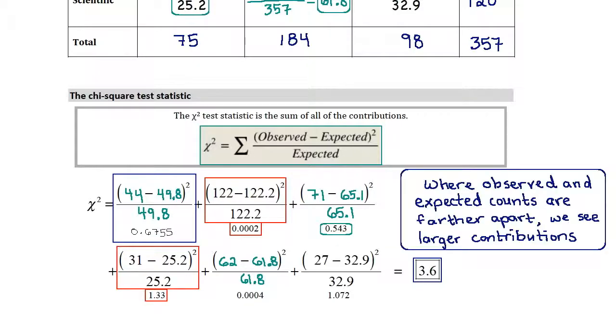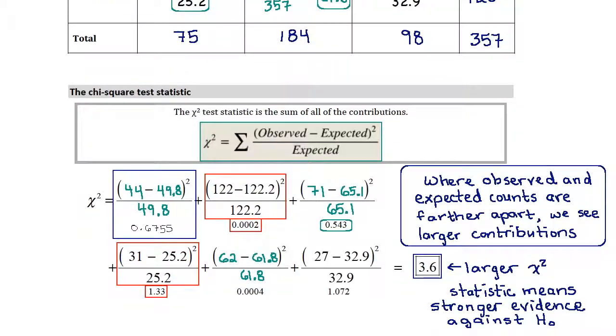This is an important observation for understanding what the chi-square statistic tells us. We can't tell from looking at the number 3.6 whether that's particularly large or small for this question until we go into a distribution, which we're going to do soon. However, we can say that the larger this value is for any given scenario, the stronger the evidence is against the null hypothesis.